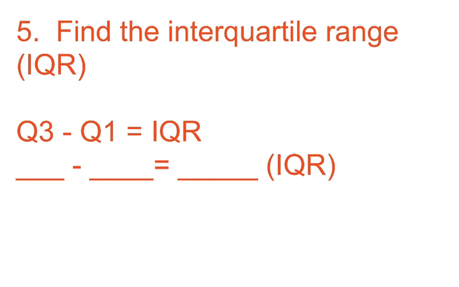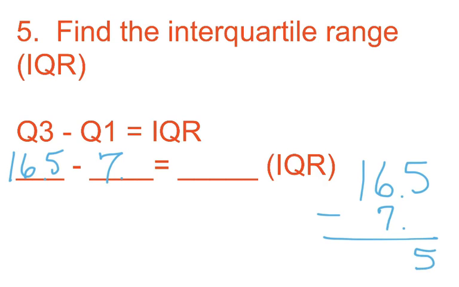All right, now we're going to find the interquartile range. Well, the third quartile, or Q3, was 16.5, and my Q1 was 7. And remember to subtract decimals, we're going to line up those decimals. So 16.5, and 7, if I don't see the decimal behind it, so 7 is here, and you subtract, and you get 9.5. So my IQR is 9.5.